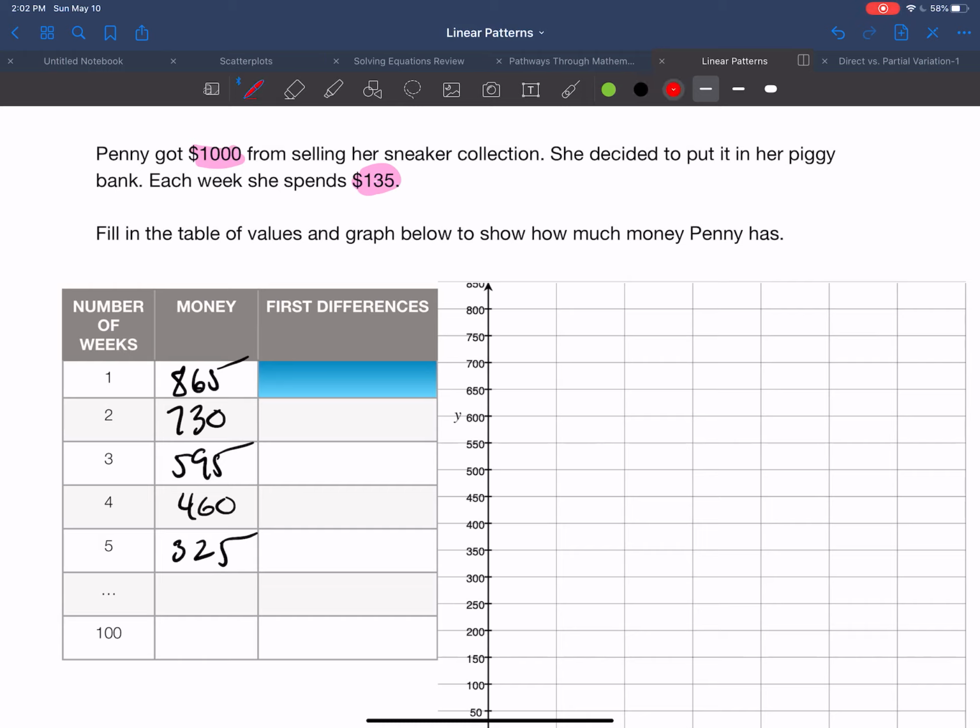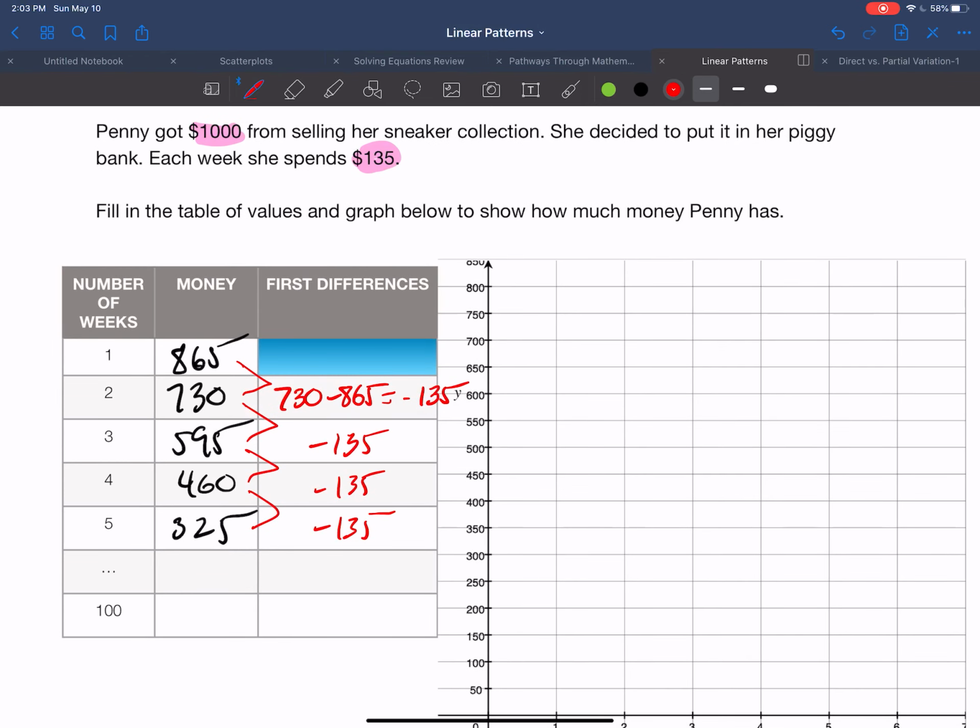And if we look at our first differences, we know what the first differences are based on the question. It says she's spending 135, so that's what it's changing by. But we can't just put 135, because if I actually calculate my first differences, so subtract the second one from the first one, I get negative 135. So you have to be careful of that. It's not just what it's changing by, it's going to be positive or negative. So in this case, since it's going down, it's negative. So our first differences are negative 135.